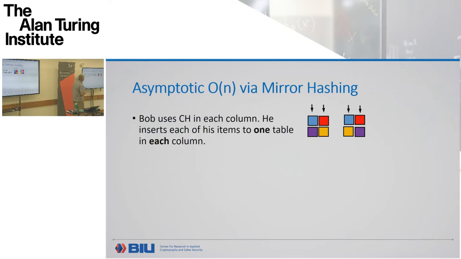Okay, so what Bob is doing, he uses Cuckoo hashing to put each item of his in one of the two tables in each column. So if you look at one column, okay, you have here two tables with two hash functions. You can use Cuckoo hashing to place each item either here or here. And let's forget about the stash, okay? Similar here, he puts all of his set either in this table or that table. Similar here, he puts each item either here or here, and so on. So he ends up putting each of his items in one location in each column. This is what Bob is doing using simple Cuckoo hashing.